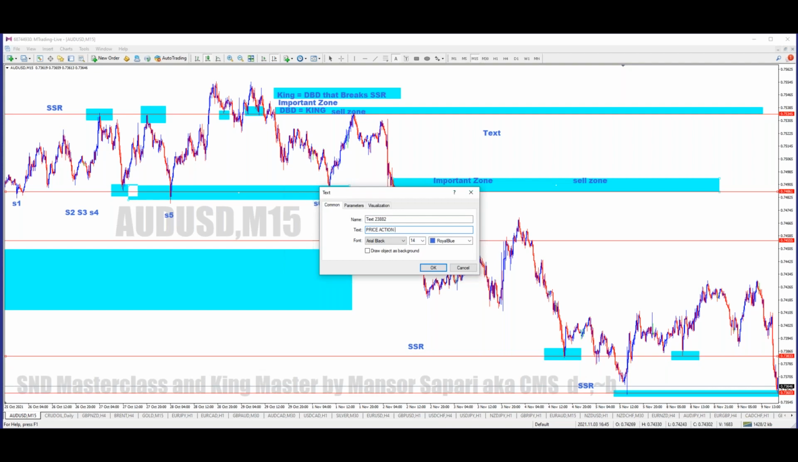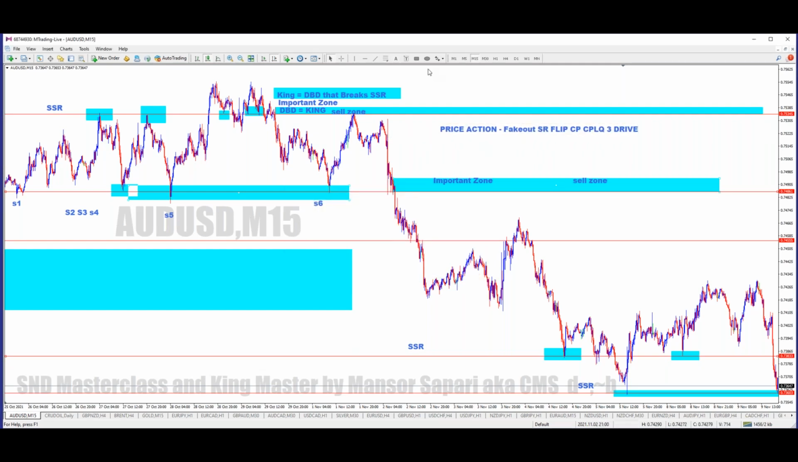What kind of price action? It should be a fake out. It may be an SR flip. It may be a CP, maybe a CPLQ, or maybe a 3 drive. A reversal. All of these are reversal patterns.